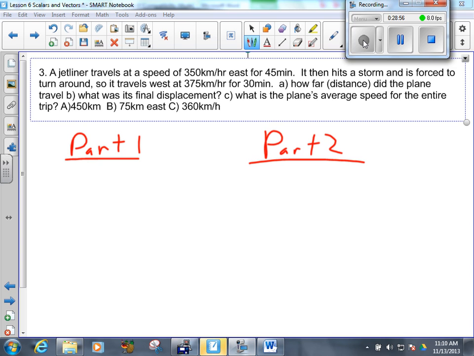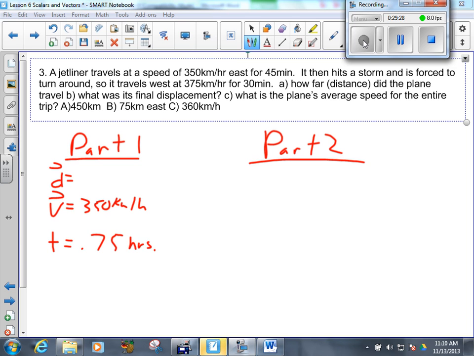Okay, and we'll start looking at things here. So we know that in the first part, we don't know what the displacement or the distance is. We do know the velocity is 350 kilometers per hour, and we know that the time is 45 minutes. But my units in my speed are hours. So what do I need to do with the minutes? Change them to hours. Well, 45 minutes is 3/4 of an hour. That's 0.75 hours. Okay, everybody with me there?